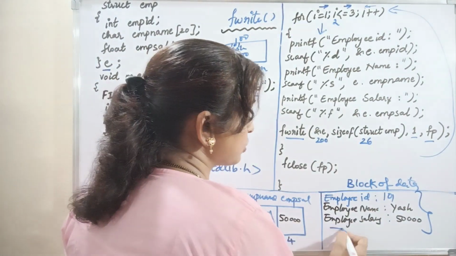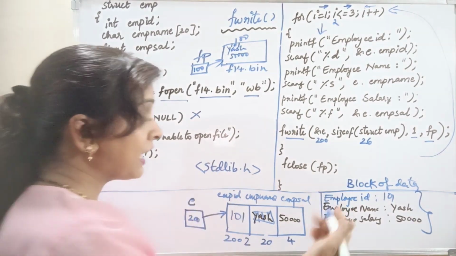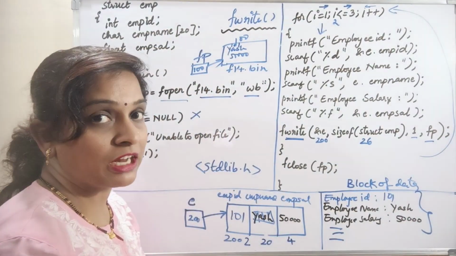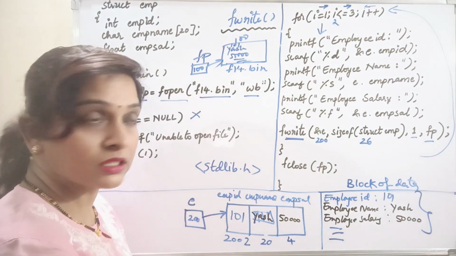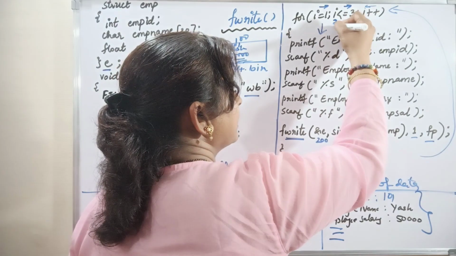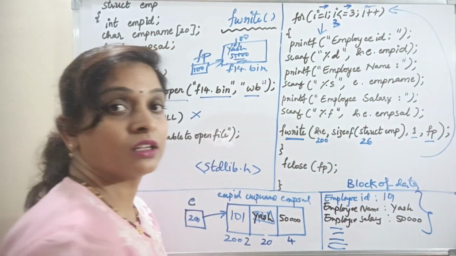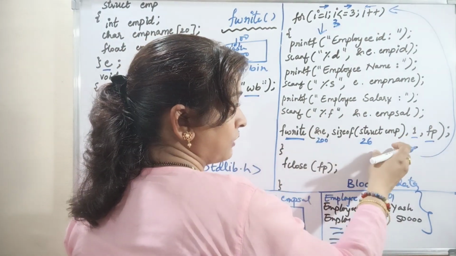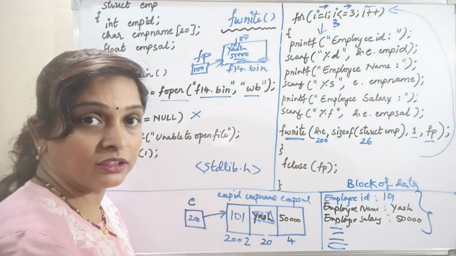Again these messages will be repeated. I need to enter the ID, name, salary. Again write that block of data to the file pointed to by fp, so the next data will be written. Now loop back, it is 3. 3 less than or equal to 3, yes. Again I'll get that message and have to enter the values. Then again write that block of data to the file pointed to by fp.